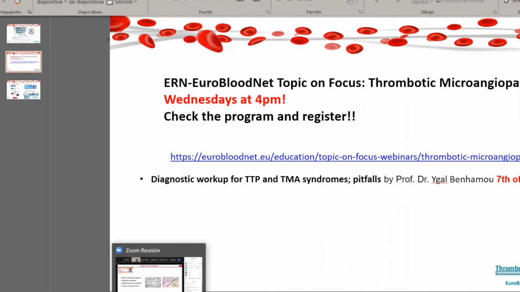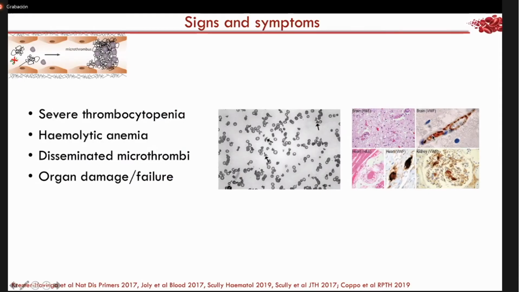They have microthrombi in many organs like the heart, the kidney, and the brain. And here you see tissue sections from a patient who unfortunately died because of a TTP episode. And you see the microthrombi were stained for VWF, and you see the VWF staining in these microthrombi. And because of the microthrombi, there is organ damage and organ failure.